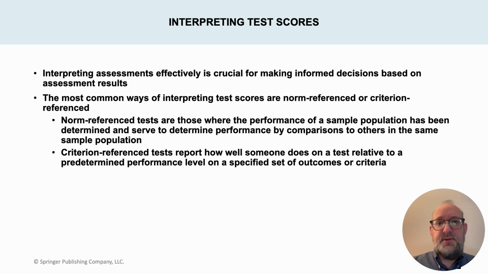Another important consideration when interpreting is the potential for bias. Assessments may inadvertently discriminate against a certain group of individuals, leading to inaccurate results. We need to be aware of these biases and take steps to minimize the impact on the interpretation of the assessment results.